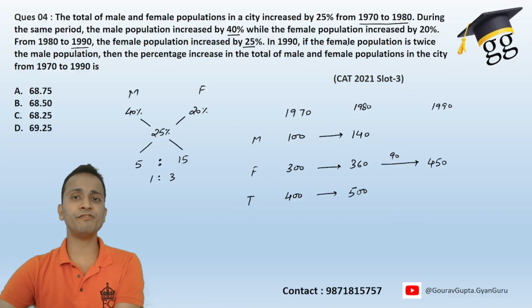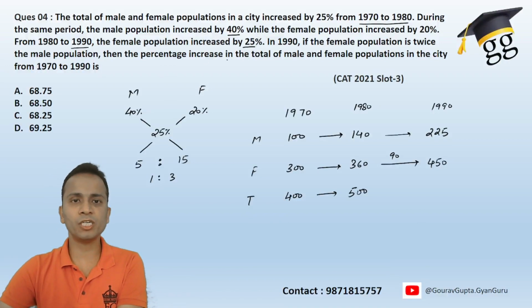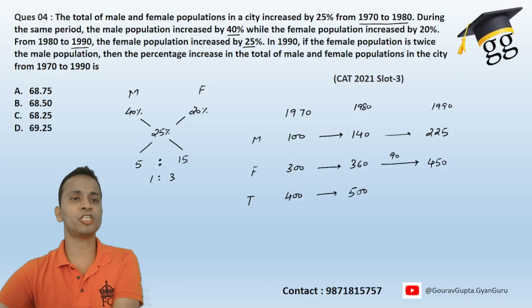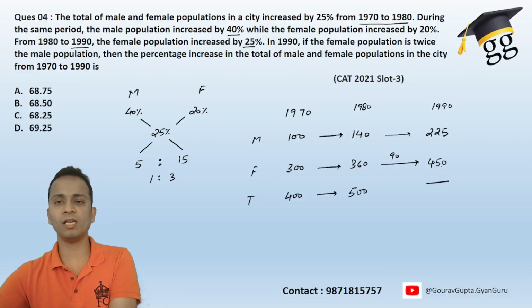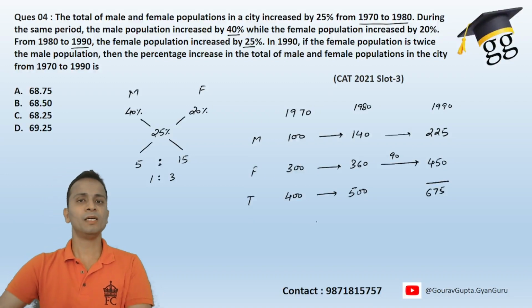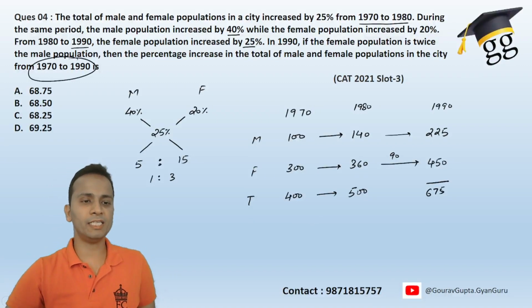In 1990, if female population is twice the male population, so if female population 450 is twice the male population, then how much will the male population be? 225. Then the percentage increase in total of male and female population in the city. So total population will become 675. Now we have to find out the net percentage change from 1970 to 1990.